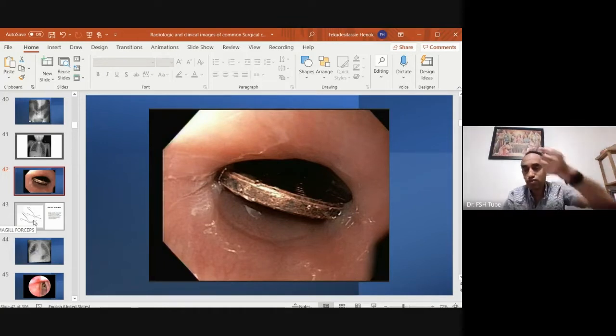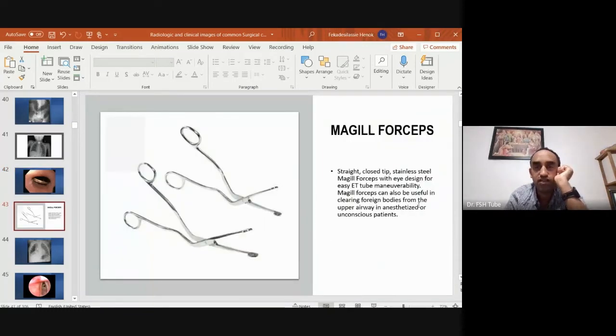Laryngoscope. Of course, you use a laryngoscope. But the laryngoscope is not going to take it out. So how do you grasp it? What kind of instrument would help? What kind of forceps is that? Excellent, Magill forceps. Here is a Magill forceps.